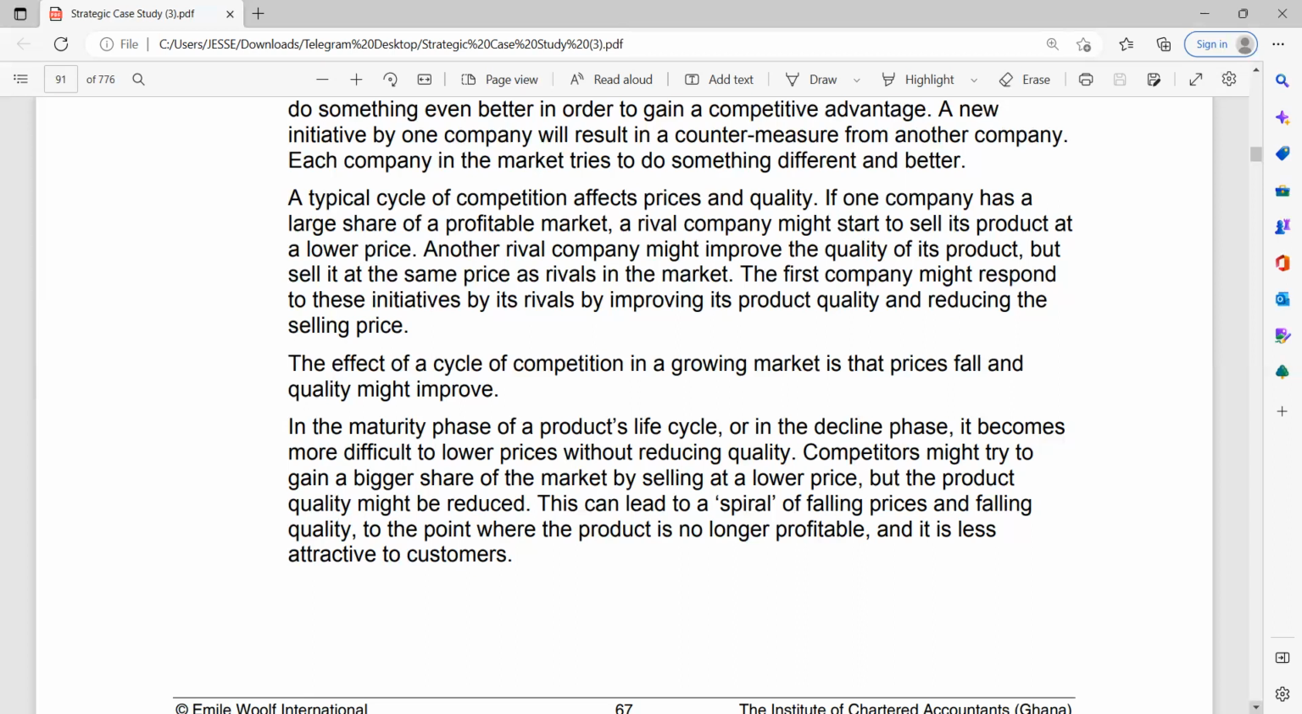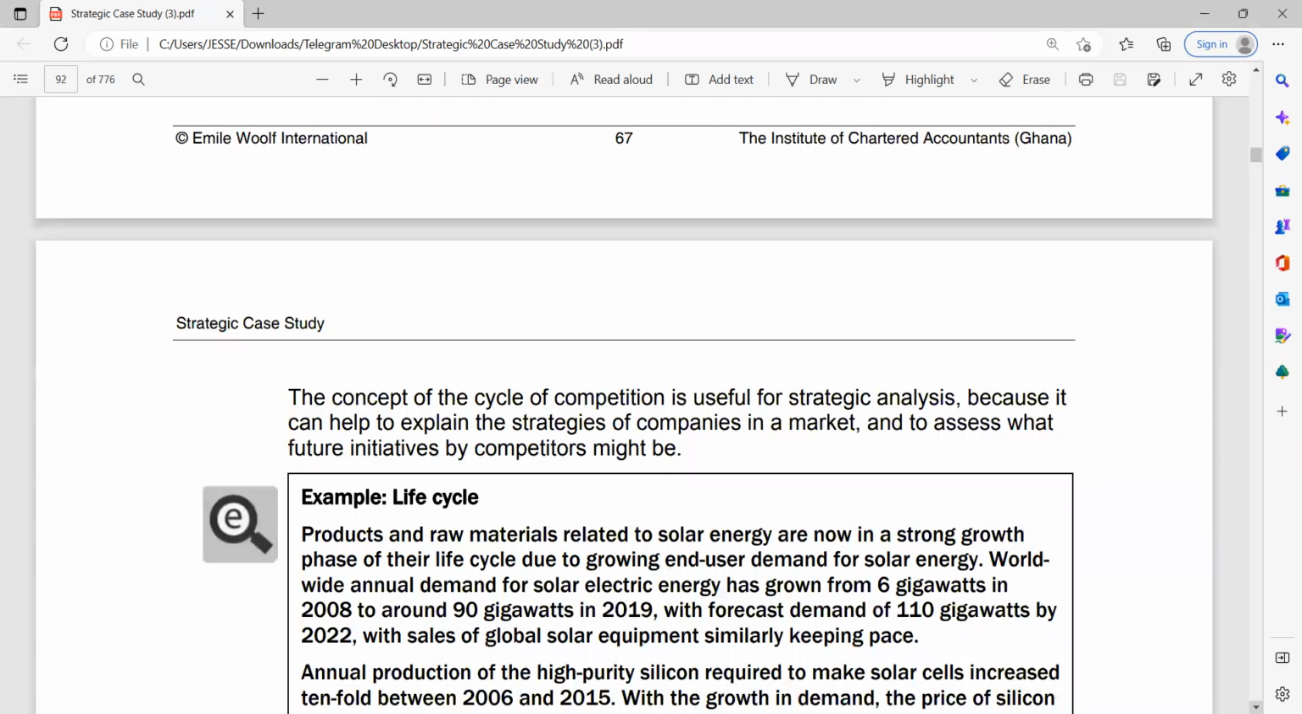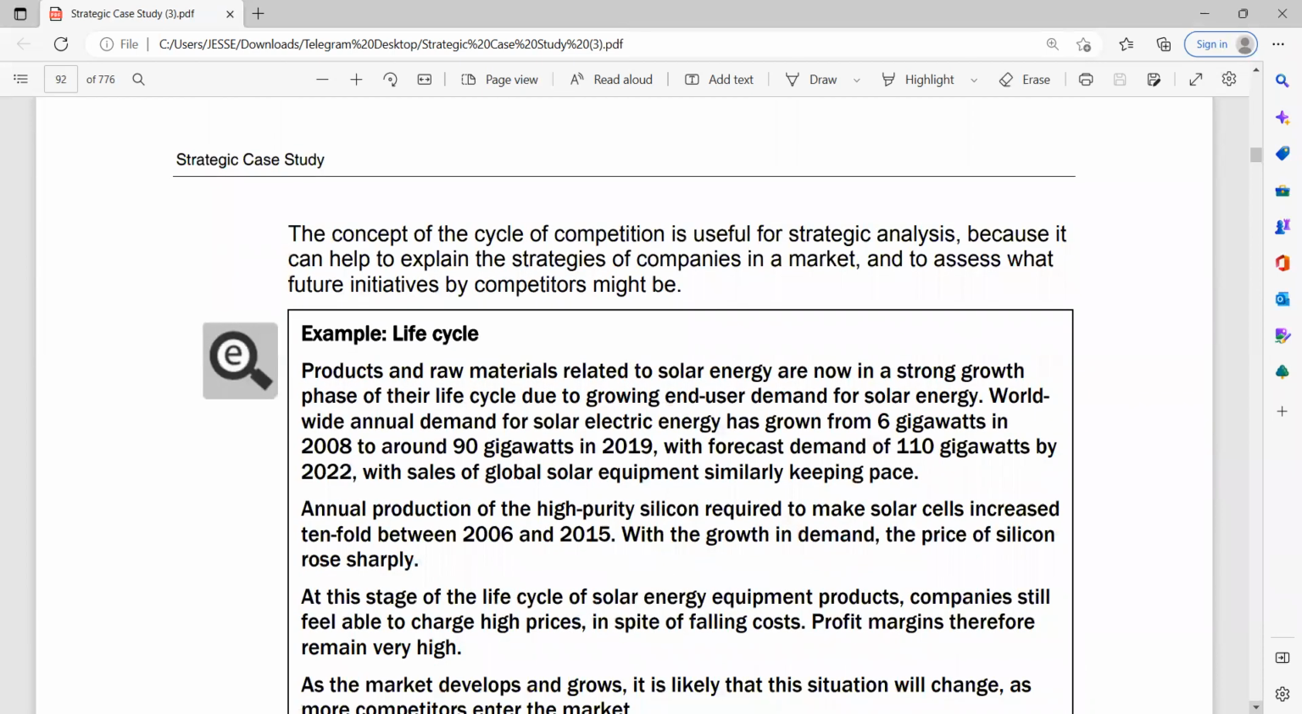Competitors might try to gain a bigger share of the market by selling at a lower price, but the product quality might be reduced. This can lead to a spiral of falling prices and falling quality to the point where the product is no longer profitable. So that's one key thing you need to know about the maturity phase. It's gotten to a point where the market is saturated and it becomes very, very difficult to lower prices without reducing quality. The concept of the cycle of competition, as I said, is very, very important when it comes to strategic analysis.